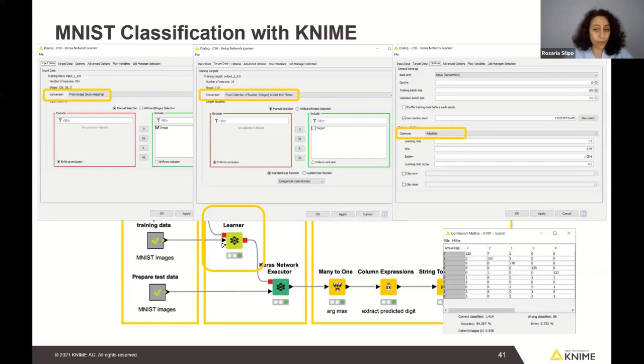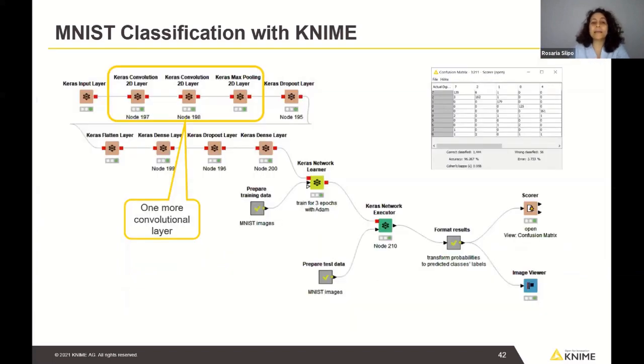So can I improve this performance? Can I add one more convolutional layer, for example, and see if this performance improves a lot? So another network that I found on the KNIME Hub includes one more convolutional layer. As you see, the structure is exactly the same, but there is one more convolutional layer here, and then there are a few dropout layers in between.